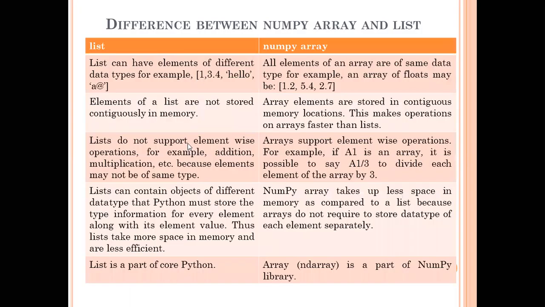Then the very important thing: what is the difference between a Numpy array and a list? The first difference: in a list, data of different types can be stored. It means we can store integer, string, float, even another list. Different data types may be stored in a list. But in a Numpy array, data is stored with the same type. This is the example: 1.2, 5.4, 2.7. The type of this array's elements is float.